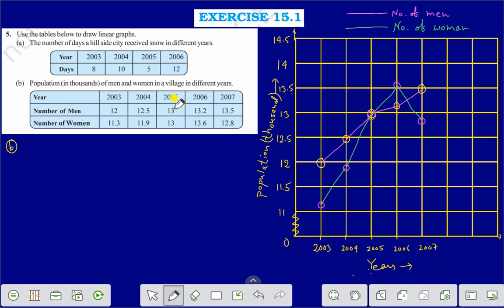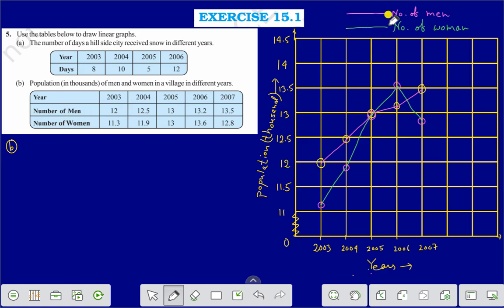In 2005 the value is 13, this point, right? And in 2006 it is 13.2, this point. And in 2007 it is 13.5, this point. If we draw the linear graph, we will get a graph like this one, this one, this one, this one, right? And next, number of women.